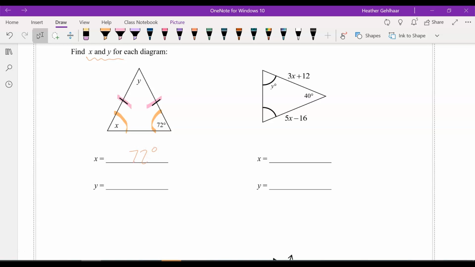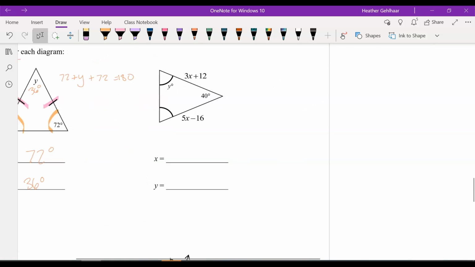If that is 72, we can absolutely find this angle here for y, because we know x plus y plus 72 will equal 180. We know that our x is actually 72, right? So when we subtract 72 from 180, we'll get y equals 36 degrees.